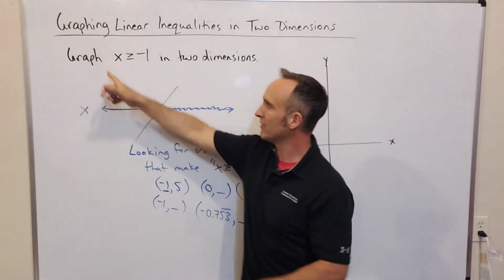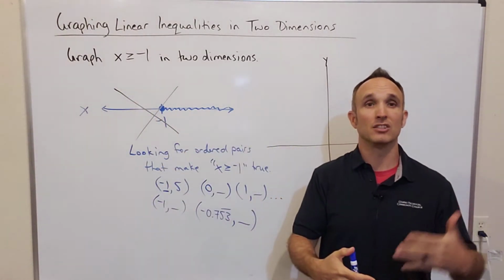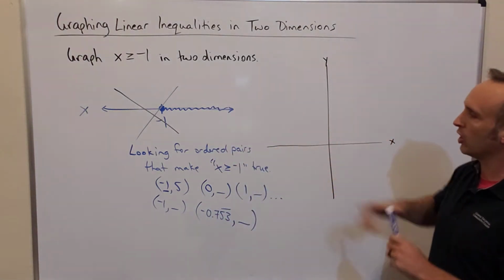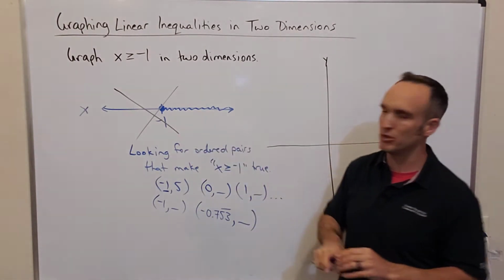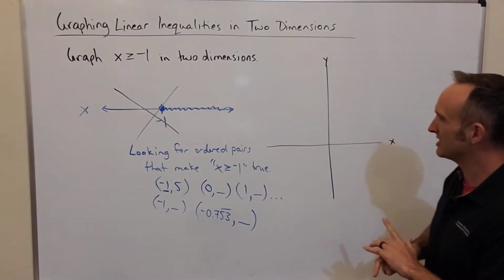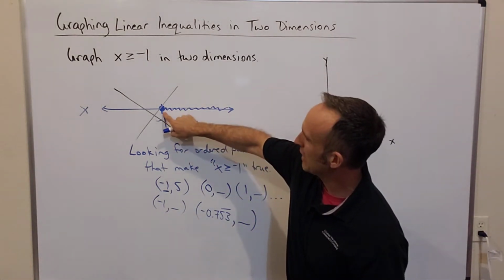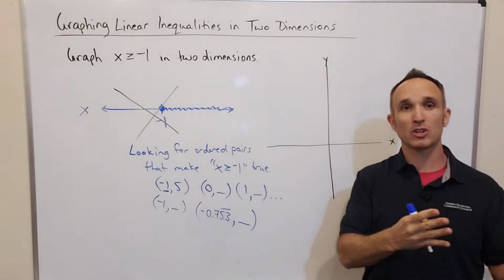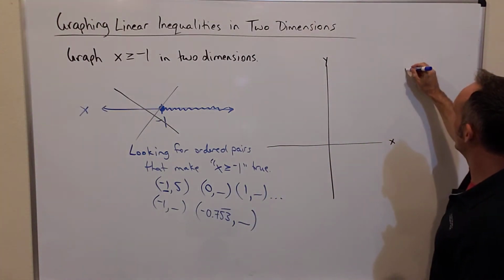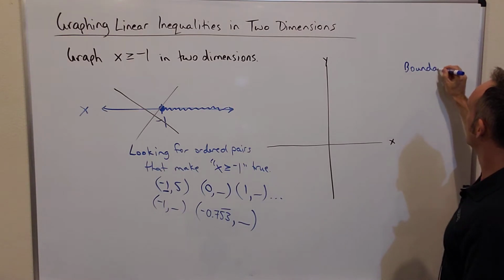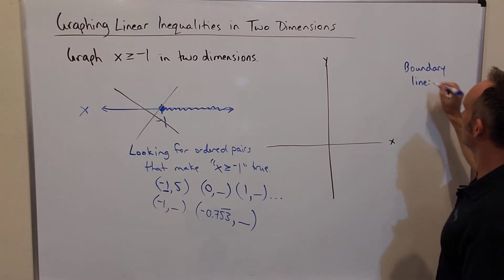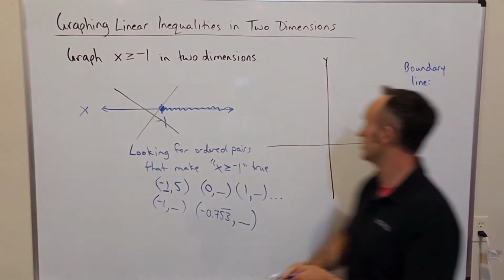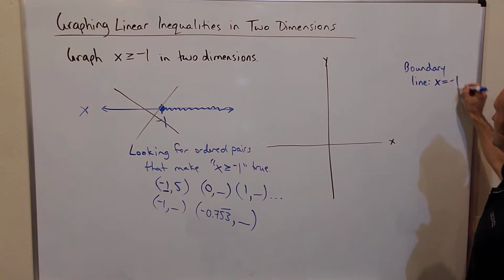So when we say we're graphing the inequality, we're really graphing the solution set. So that may be how it's phrased in some places. So how do we graph all of those ordered pairs? Well, it's very similar to the 1-dimensional graph, except that instead of this boundary point, you can see the shading stops at a single point here. In 2 dimensions, we have what's called a boundary line. So the boundary line here is the same inequality but turned into an equation. So the boundary line is x equals -1.